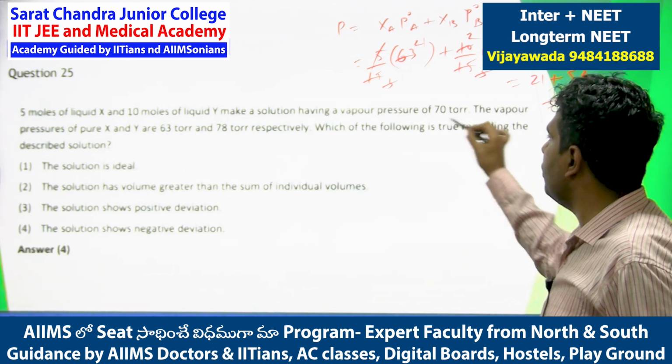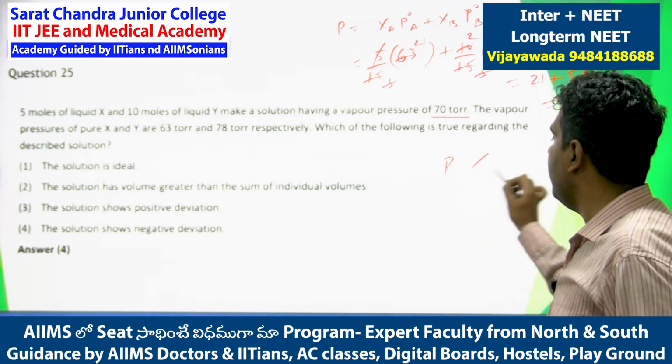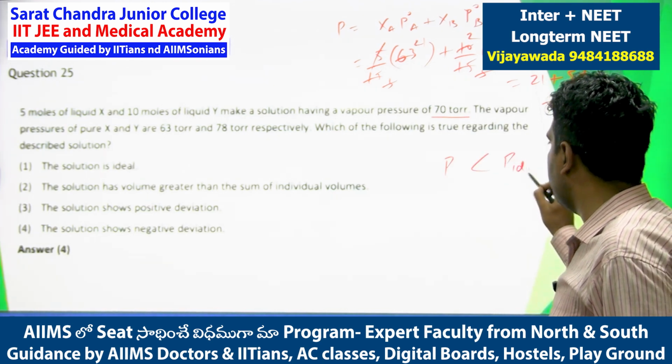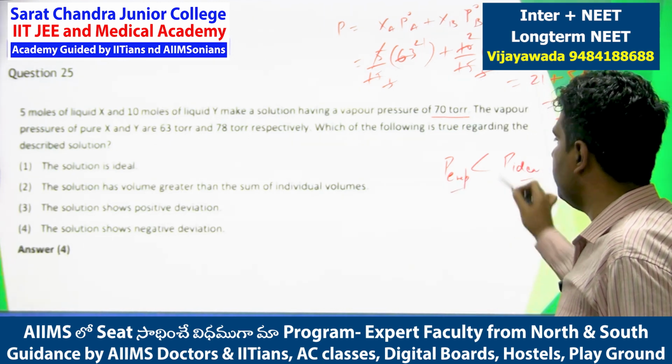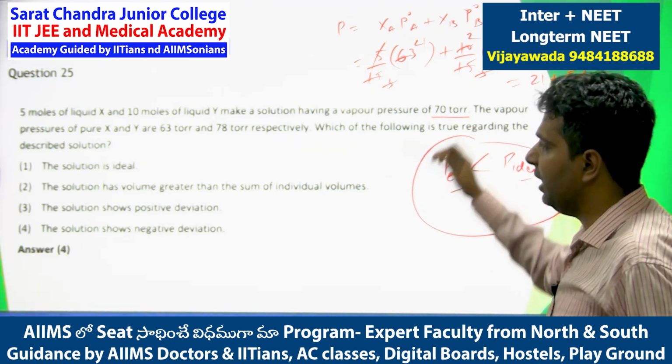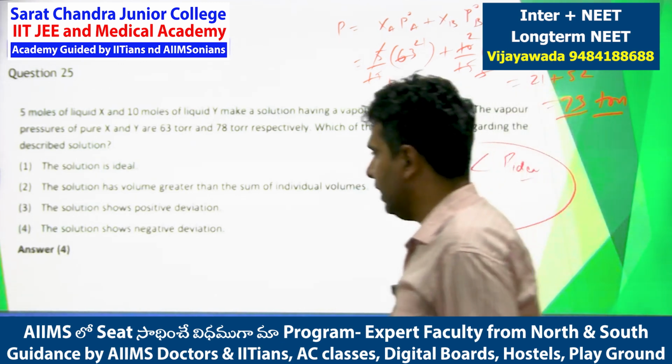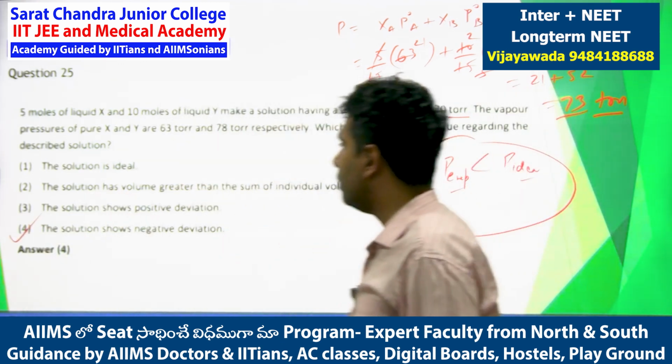But the actual pressure is less than ideal pressure. So actual pressure or the experimental pressure is less than the ideal pressure. That means it is showing negative deviation. So there is negative deviation in this solution.